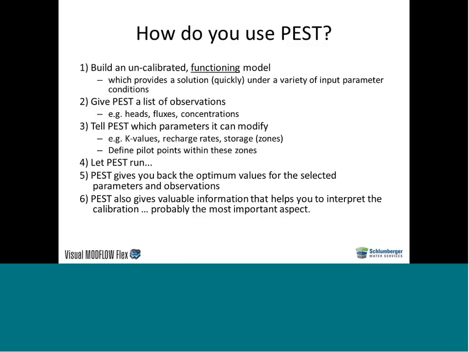Next, you want to give PEST a list of observations. These are typically your head observations from your wells, but they also can include flux observations or concentrations. You tell PEST which parameters it should modify. Again, these are typically hydraulic conductivity zones, but you can also include recharge rates, storage zones, etc. And you define the pilot points to represent each of these parameter zones. Next, PEST will run. It gives you back the optimum values for the selected parameters and observations. Next, PEST also gives you valuable information that helps you to interpret the calibration. And this is probably one of the most important aspects or benefits of using PEST.